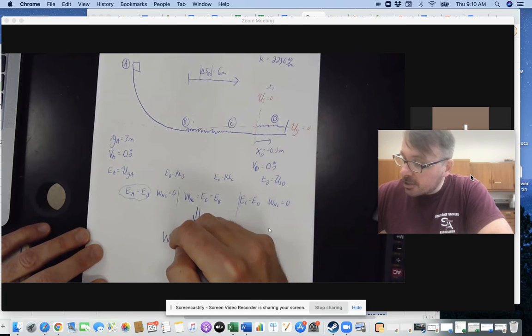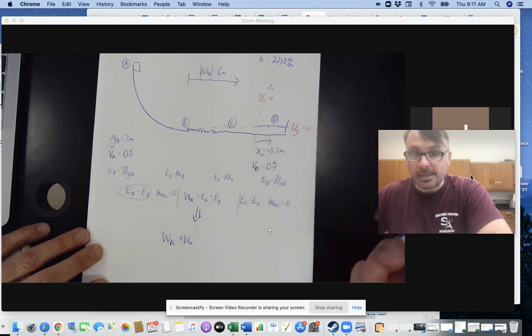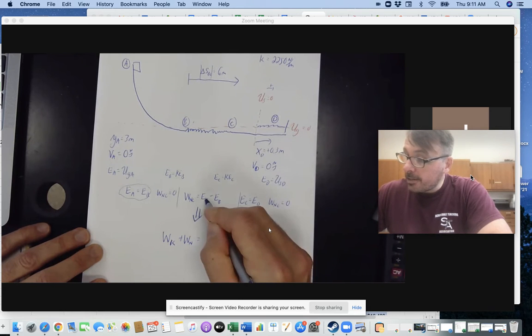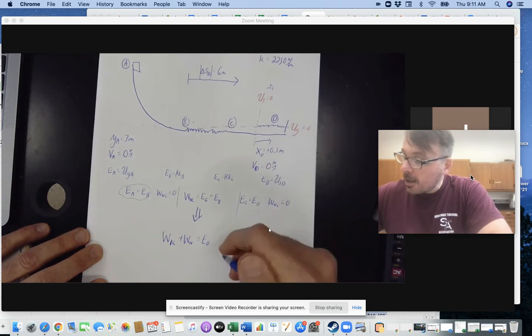The non-conservative work that I care about is just going to be the work done by the frictional force here. I mean, theoretically, I should say the work done by the normal force as well, even though that's going to zero out, is equal to, and instead of EC here, I'm going to put ED because I know something about ED, minus, instead of EB, I'm going to do EA.